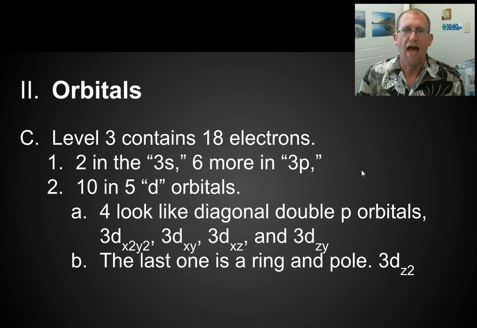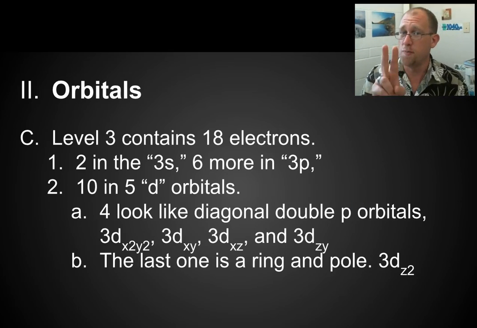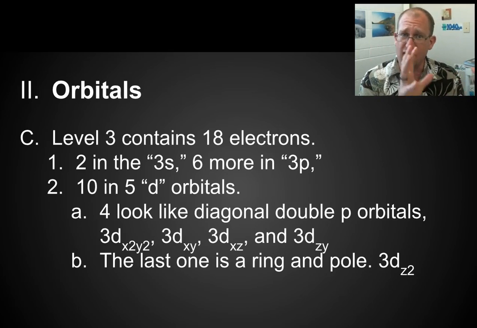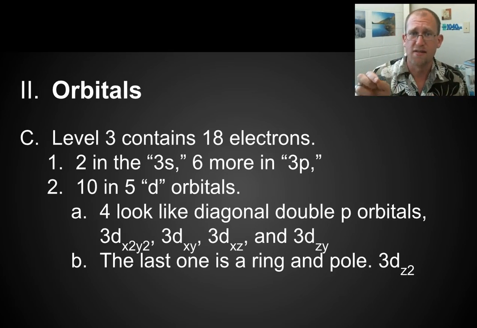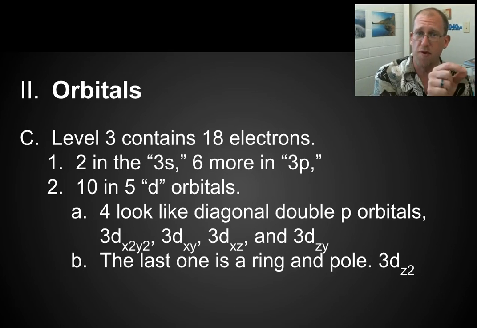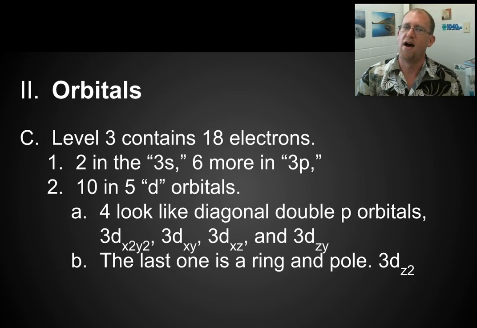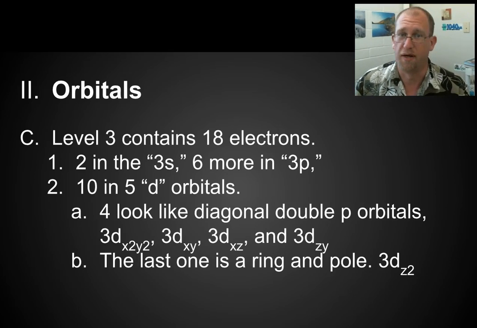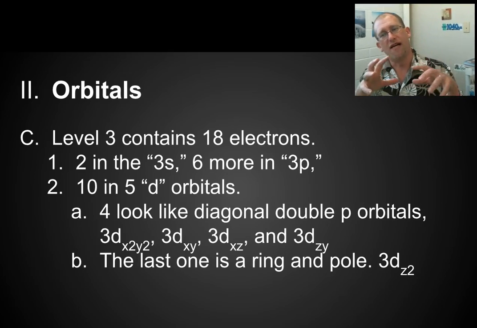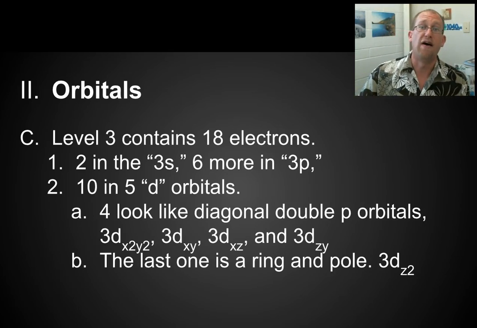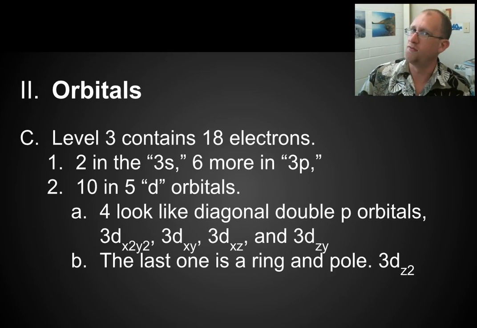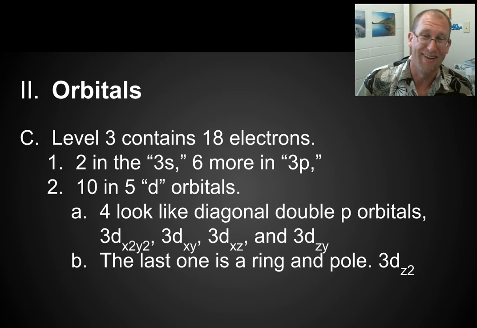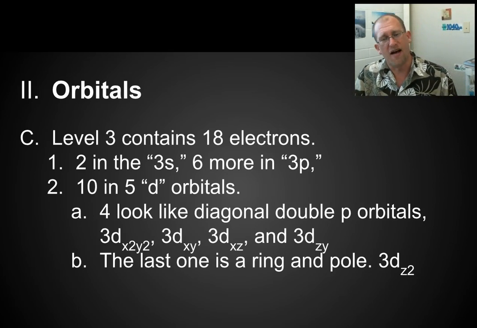Energy level 3 has 18 electrons. It has 6 in the p's, right? So it has 3s, 3px, 3py, 3pz, and now it has d. Why d? I don't know. Pick a letter, right? So 3d. There are 5 d orbitals. Every orbital can hold 2 electrons, so this must have 10 electrons in it. And it does. Now, these guys, they look like p orbitals, but there's 2 of them.